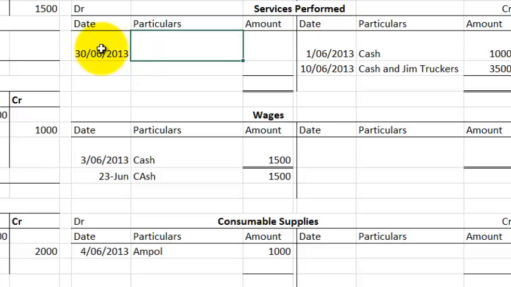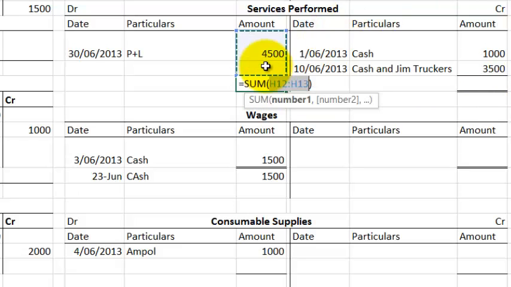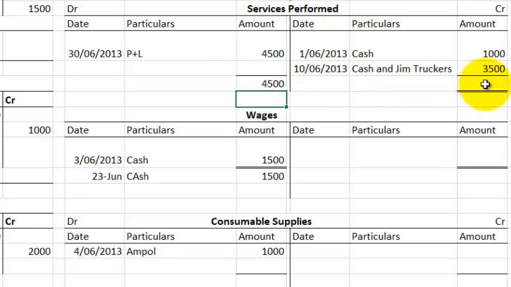So in this instance I put profit and loss, that's what P&L stands for. The total amount, as you can see, is $4,500. So that's the amount that gets closed off the services performed account to the profit and loss account for the sole purpose of calculating the profit. Similarly with the wages account, I close that one off too. That's going to be fairly simple. I've got a total there of $3,000.